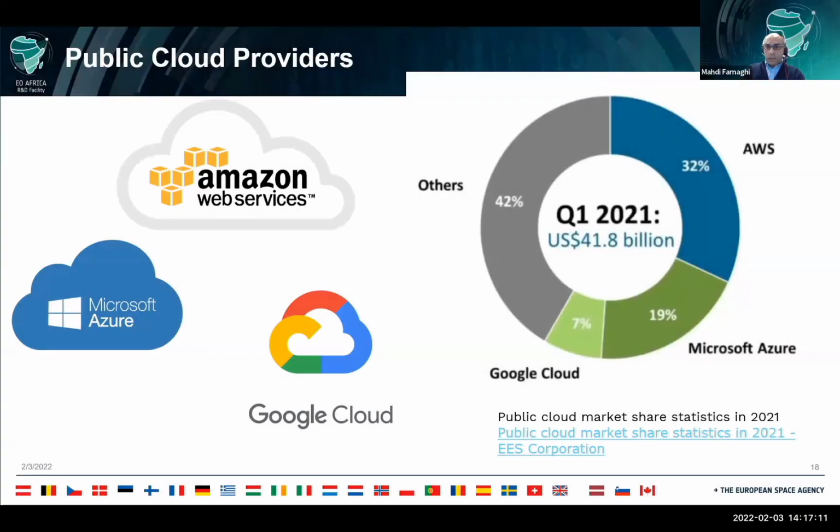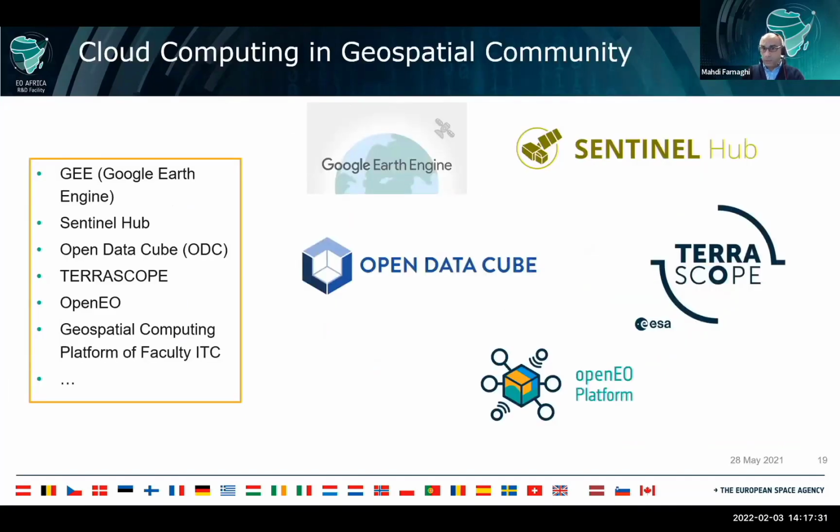Now, let me talk about the main players in this ground, the main cloud providers. The main cloud providers are Amazon Web Services, Microsoft Azure, and Google Cloud. But in parallel to these main players, we also have some other cloud platforms that are specific to the geospatial community. We have Google Earth Engine, Sentinel Hub, Open Data Cube, Periscope, OpenEO, and the Geospatial Computing Platform of Faculty ITC, also another platform developed by Sercon. We will talk about it.